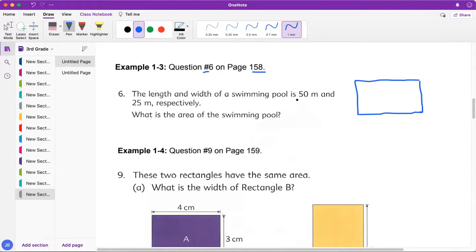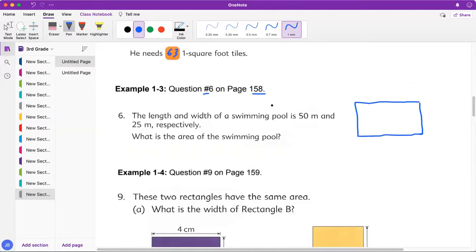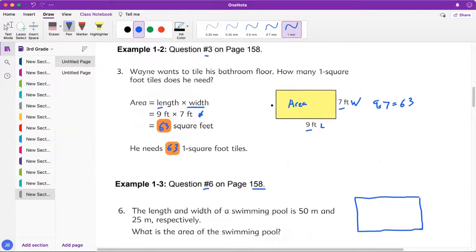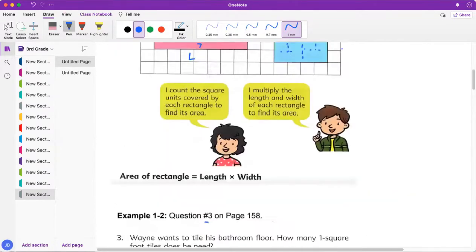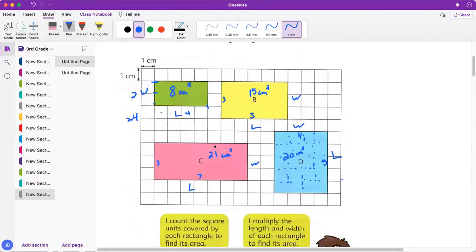What was the last one? The last one was squares and perimeter. So now we're looking at rectangles, and then we'll get to some more. What was the last question? This last one? Yeah. So it wanted to know how many 1 foot tiles does he need? And so if the area is 9 by 7. What was the question before that one? This was just going over the areas of the rectangle.